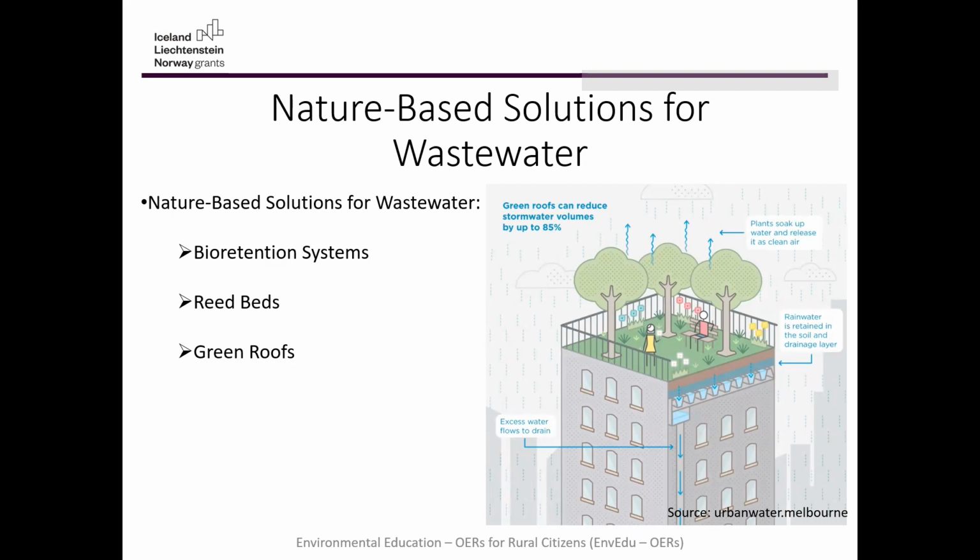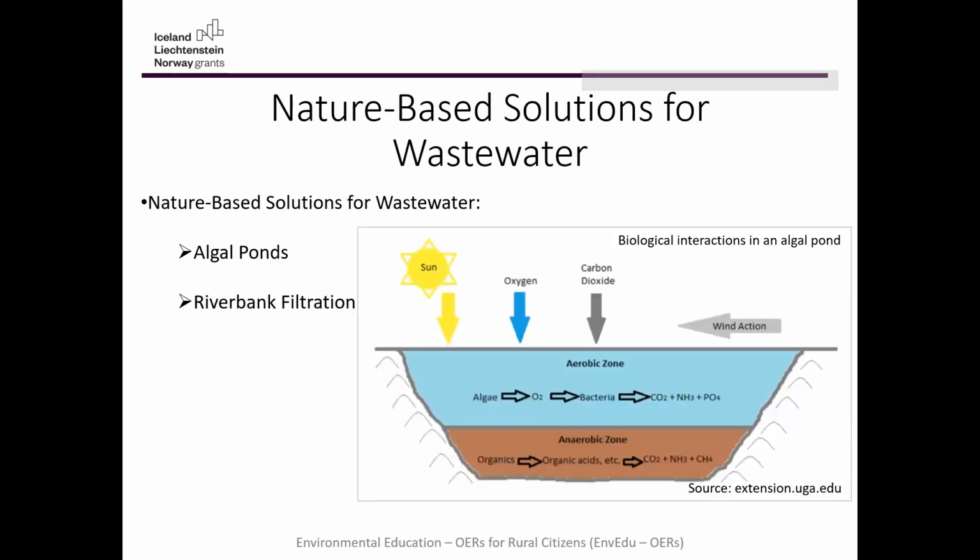Green roofs. Green roofs are designed to capture and treat rainwater, reducing stormwater runoff and providing some level of wastewater treatment through the vegetation and growing medium. Algal ponds. Algal ponds utilize microalgae to absorb nutrients like phosphorus and nitrogen from wastewater, providing a natural form of nutrient removal.